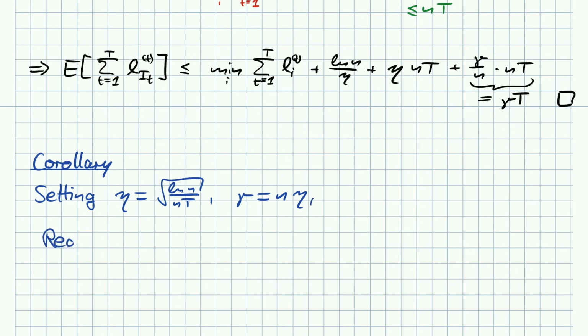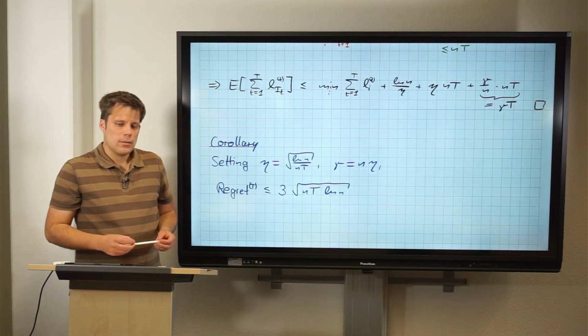Then, what will be our external regret? Our external regret will be at most, and it is now what we see here, plug in eta, so then we'll have, for all of them, n times T, the square root of n times T times ln n. Because this here will be exactly n times the square root of n times T times ln n. This here will also be exactly equal to the square root of n times T times ln n. And also this here will also be exactly equal to the square root of n times T times ln n. Cool.